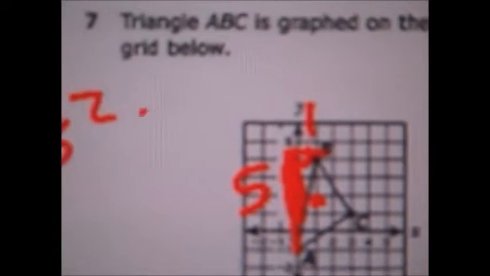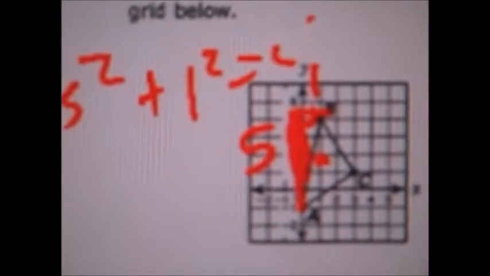It wants to know what is the longest side. To do that, you could use the distance formula, but a quicker way is just to make a right triangle right here. It goes from here up 5 over 1. That's the right triangle. A squared plus b squared equals c squared. So to find this side right here, I just do 5 squared plus 1 squared equals c squared.